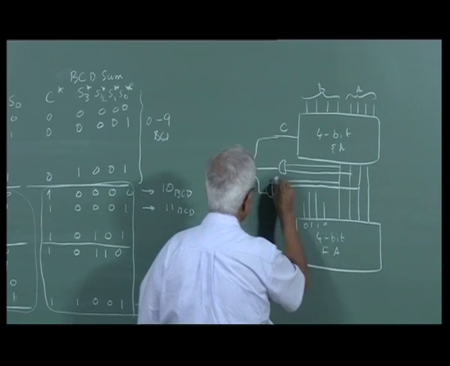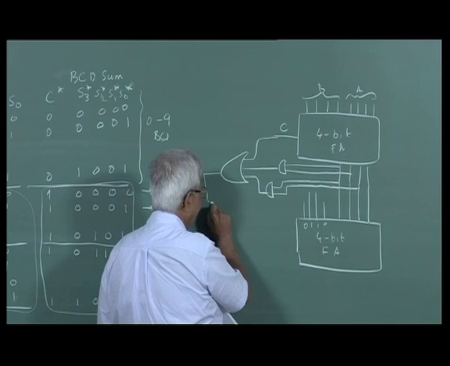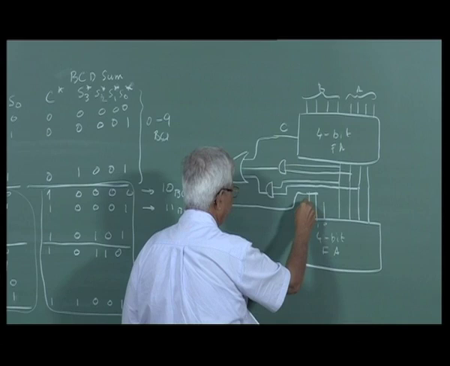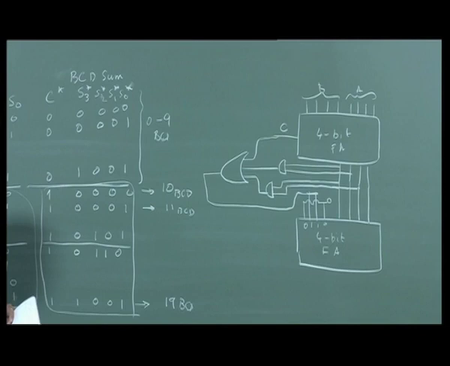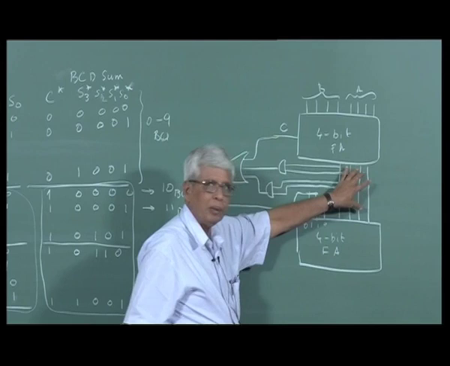So these are the three conditions under which I need to add 6. If this is 1, I need 6. Otherwise, it is 0. So again, from 0 to 9, this sum is the same as the BCD sum. What is the problem? The problem is, I want to convert a binary adder into a BCD adder.